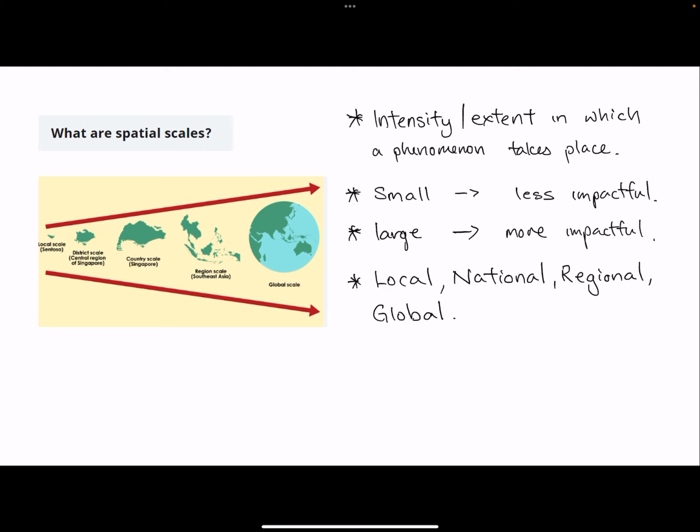Now, what would be a national scale disease? When we have a flu, an influenza wave that sweeps through Singapore, that would be known as national. The entire nation is impacted by this.